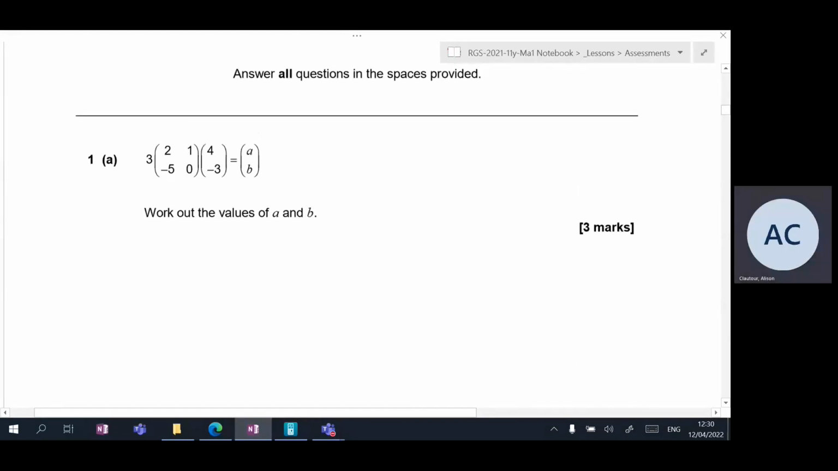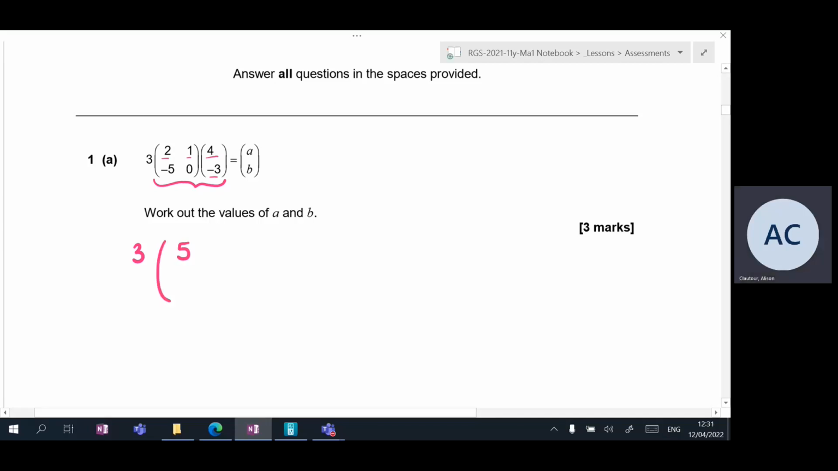So we need to multiply these matrices together to work out the values of A and B. We've got 3 things multiplied together. It doesn't matter what order you multiply those in. So I'm just going to leave the 3 at the front for the minute and multiply these 2 together. Remember we do the first row multiplied by the first column. So 2 times 4 is 8, and then we add the next 2. So 1 times minus 3 is minus 3. So 8 minus 3 gives me 5.